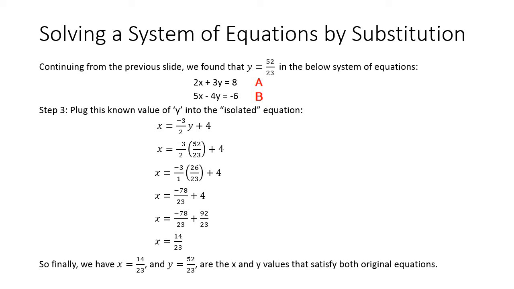So finally, we can say x equals 14 over 23 and y equals 52 over 23 are the x and y values that satisfy both original equations. These original equations A and B here. This equation here, this equation here. So again, you can check by plugging both x and y into each of these equations. And so if you plug 14 over 23 for this x and 52 over 23 for this y, you should get 8 when you multiply that out. And same thing here, if you plug those values in here, you should get a negative 6.